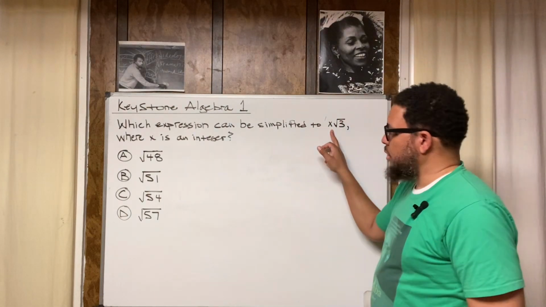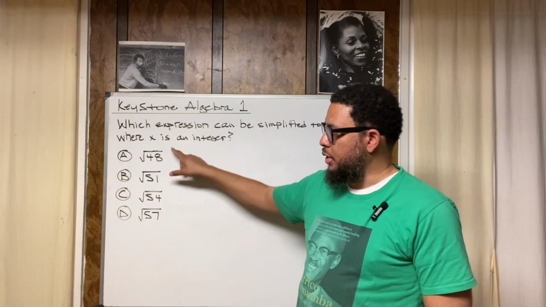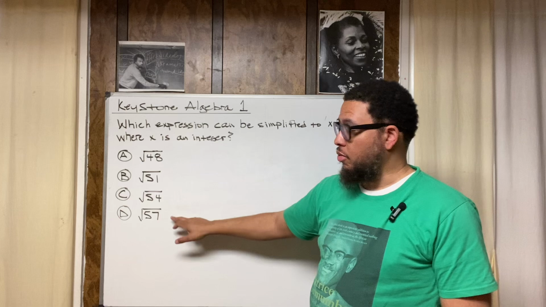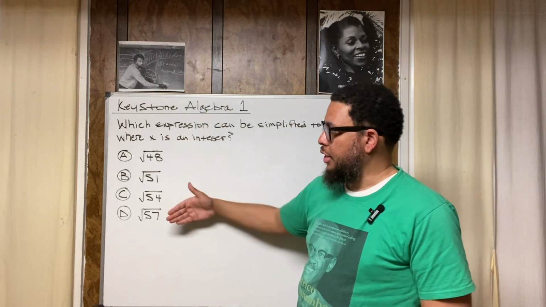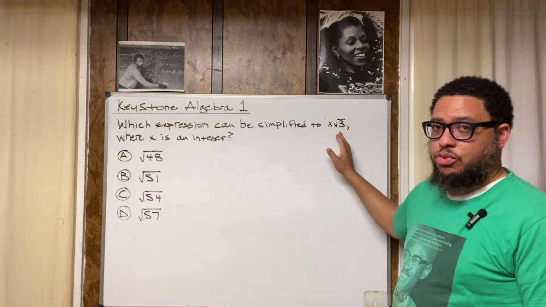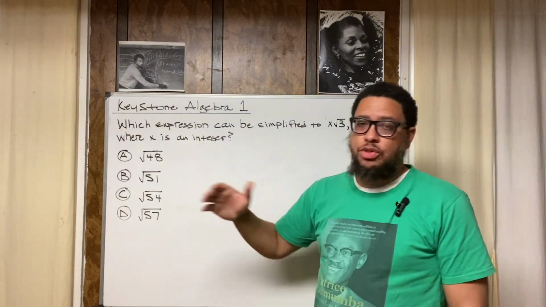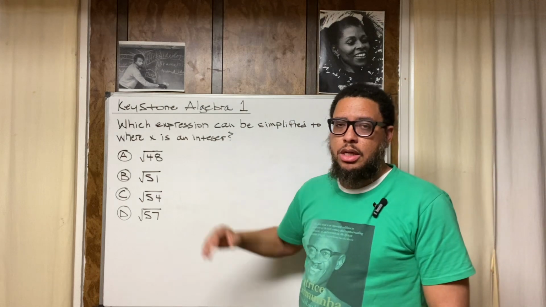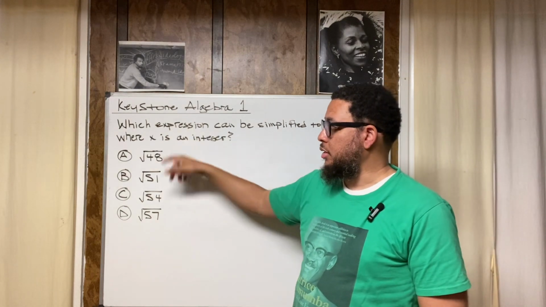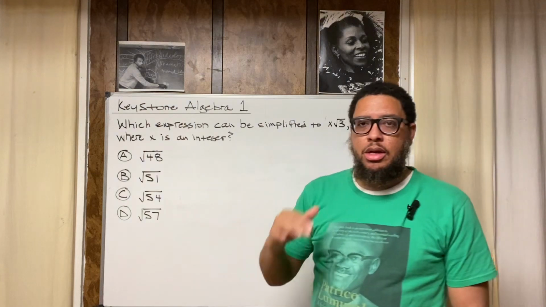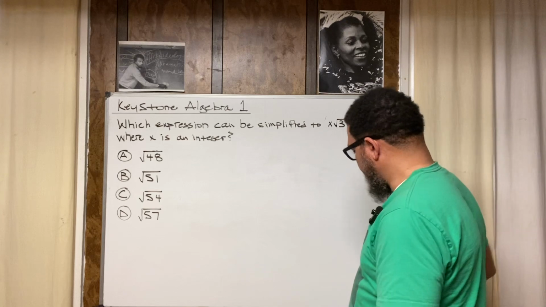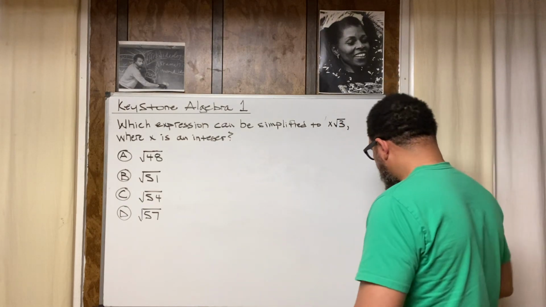So what they're saying is, which of these 4 expressions, these multiple choice options, root 48, root 51, root 54, root 57, which of these can equal a number times root 3? So what you need to know how to do in order to do a problem like this is simplify radicals, or simplify radical expressions. These are expressions, right? Now, what happens when you simplify a radical expression? What tends to happen is this.